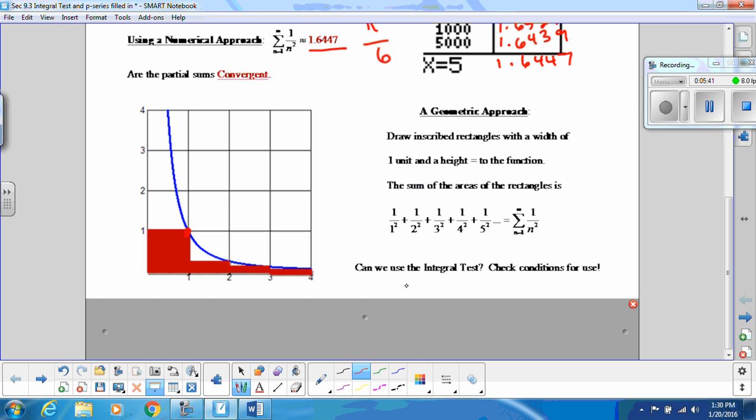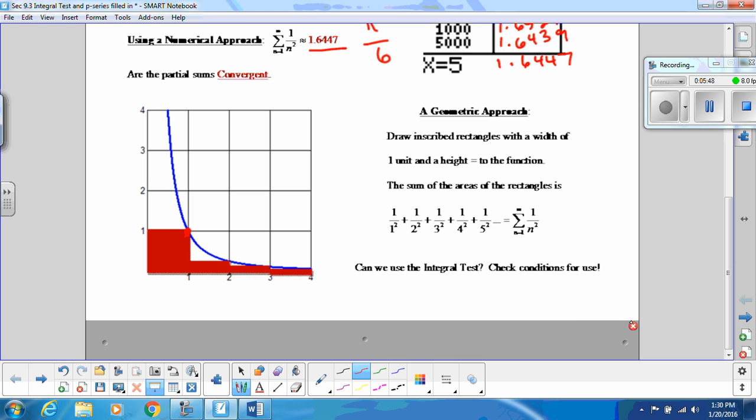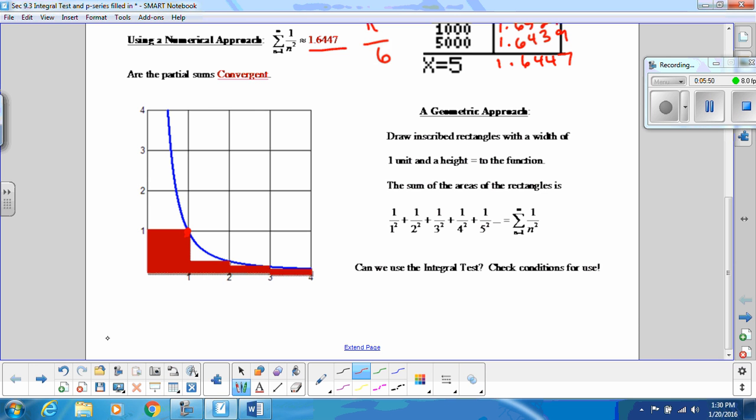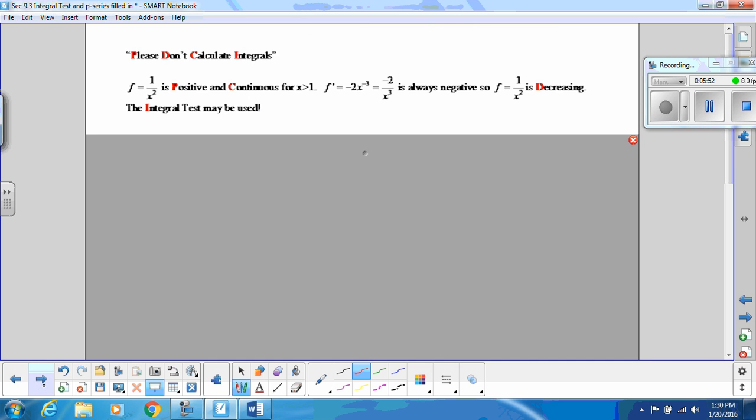Now let's look at the integral test. Can we use the integral test? We have to check for conditions first. Don't try to just do the integral test without checking for that. Otherwise, you'll get some false answer, perhaps. So, please don't calculate integrals.